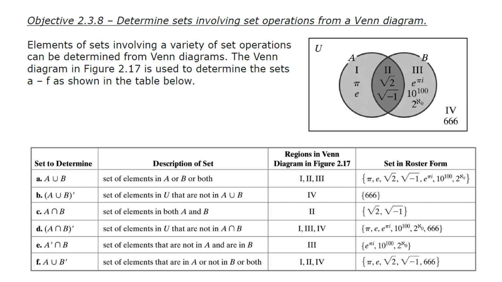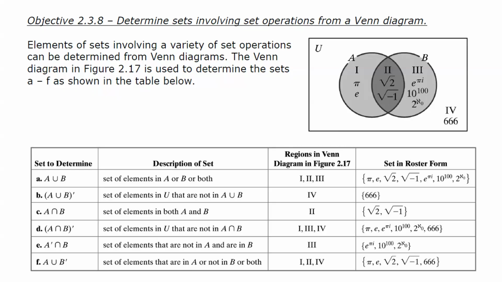All right, objective 8. Determine sets involving set operations from a Venn diagram. Elements of sets involving a variety of set operations can be determined from Venn diagrams. This Venn diagram here, which you can see a larger image of in figure 2.17 in this section in the textbook, is used to determine the sets A through F as shown in the table below.